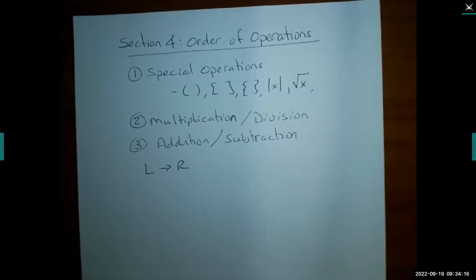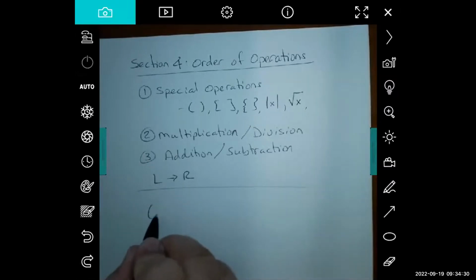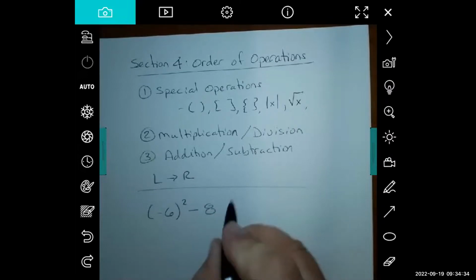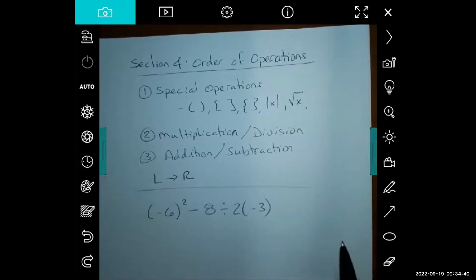All right. Let me look at that. There. Let's look at this. Write a couple more of these down. So I'm flipping back and forth.